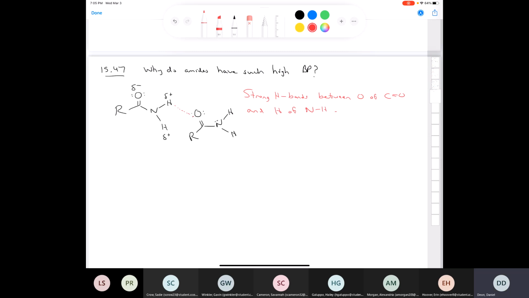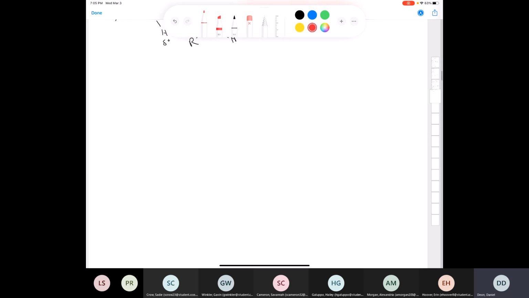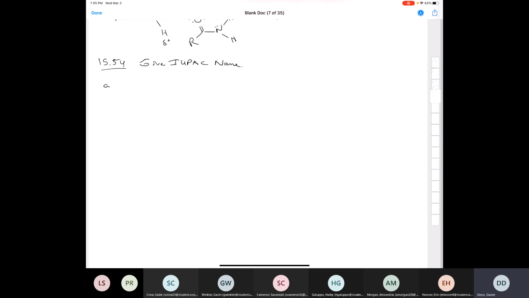Let's try some IUPAC nomenclature of amides. Okay. Is there any common ones? Let's try 15.54. So this is question 15.54. And it just says nothing more than give the IUPAC name for these molecules. I'm going to draw them out as bond line structures just because it's a lot faster.